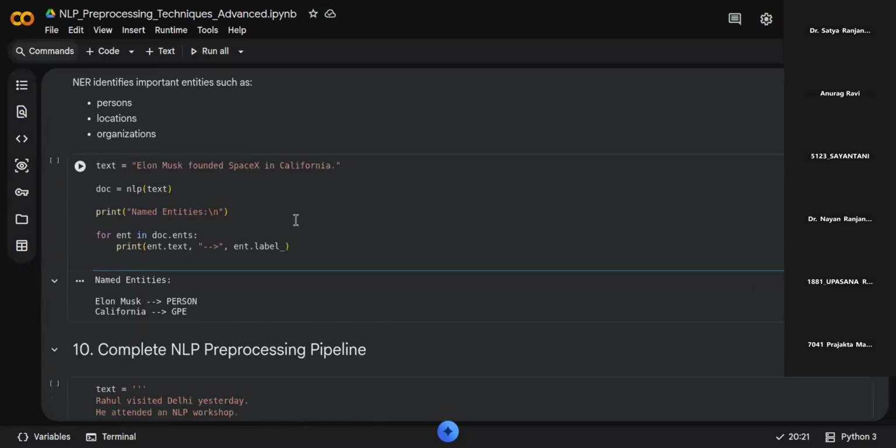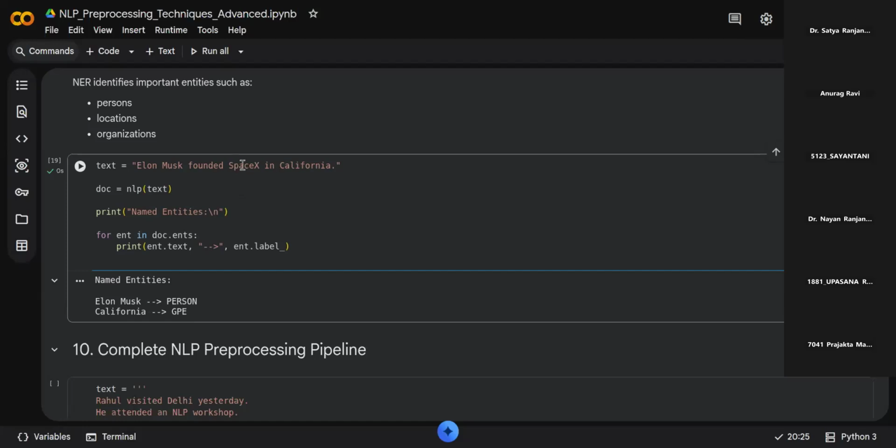In named entity recognition, it is very simple. You just call the nlp from spaCy, and it will give you the doc. There is an attribute present in the doc called a label. Here I am taking each entity from doc.ents, and it will print the corresponding ent.text and also its corresponding label. Label means named entity. When you run this, the text is Elon Musk founded SpaceX in California. You will see Elon Musk is PERSON, California is GPE.